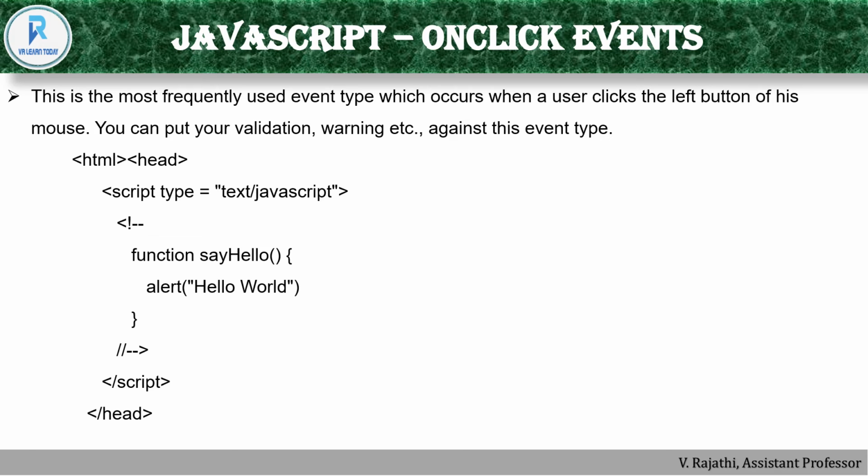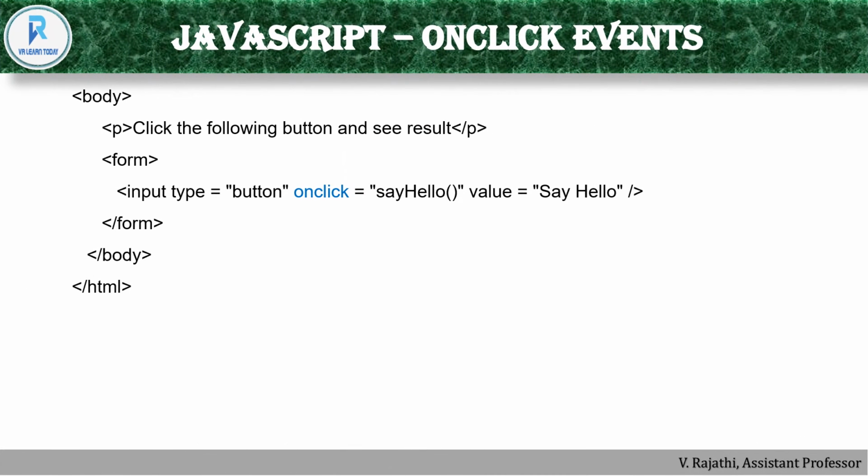So this is inside the script. We are just giving that function name and then an alert box. So let's see the body tag. Here I am just using the input type. Inside the input tag I am just using the onclick event attribute.